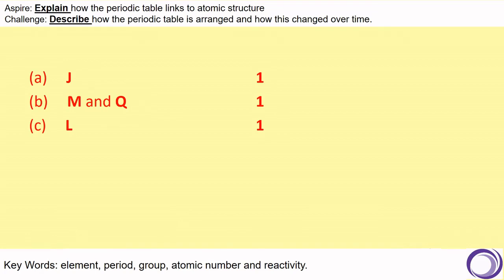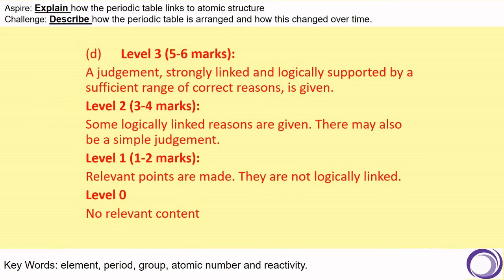Okay, so mark scheme for the first bit. Our first was J, then M and Q were in the same period, and L had 3 electron shells. The next bit is for our evaluation. Now remember, we're all aiming for a level 3, and for a level 3 it's a judgment, so we need to say which one's better, strongly linked, and logically supported by a sufficient range of correct reasons.